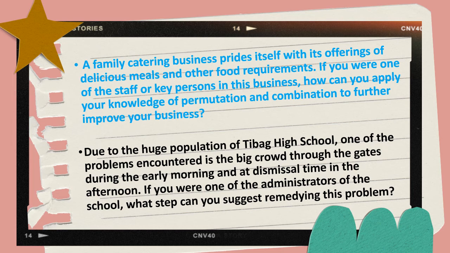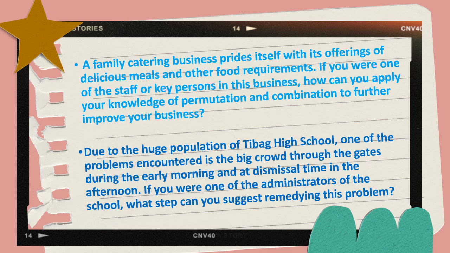Next, the second problem. Due to the huge population of Tibag High School, one of the problems encountered is the big crowd through the gates during the early morning and at dismissal time in the afternoon. If you were one of the administrators of the school, what step can you suggest remedying this problem?